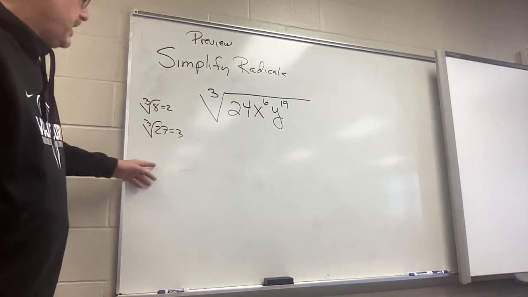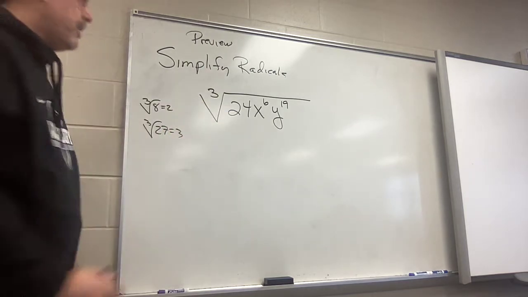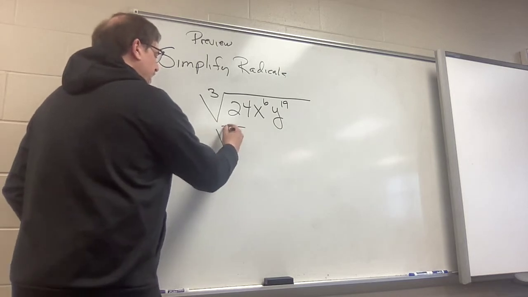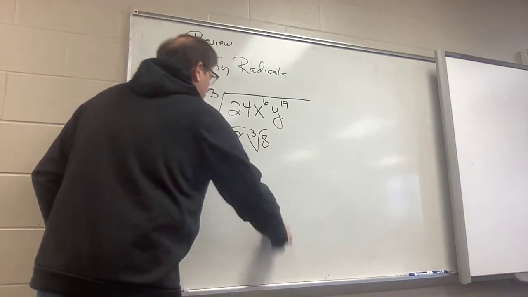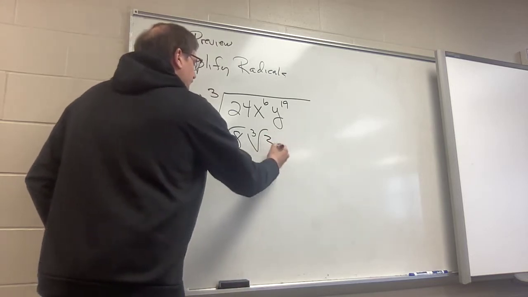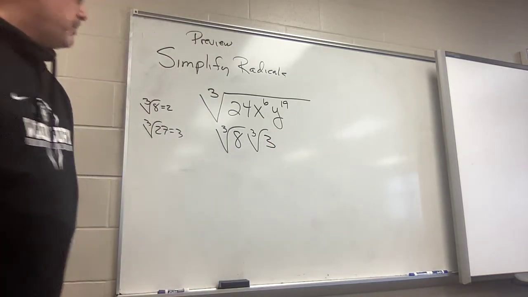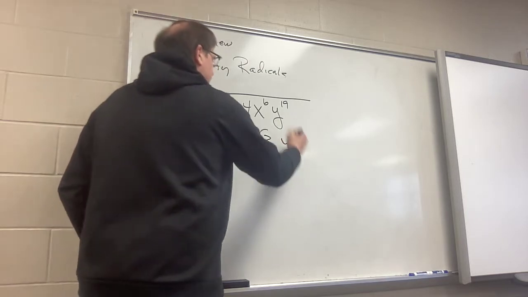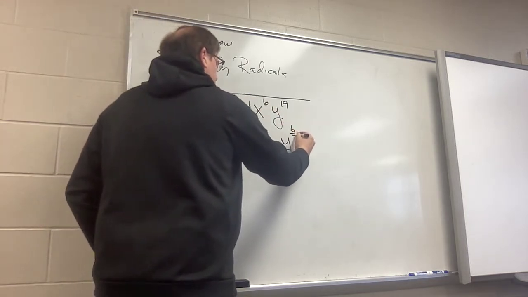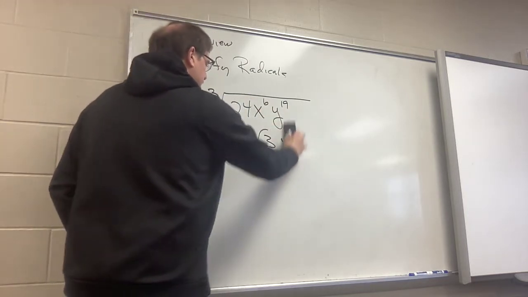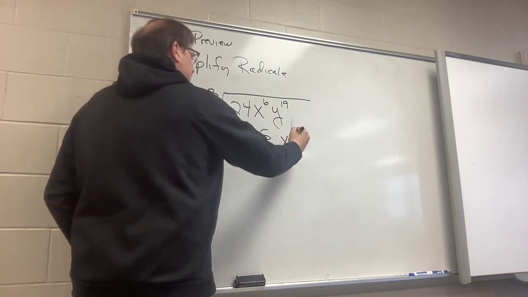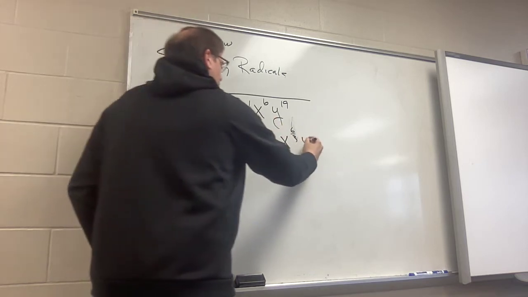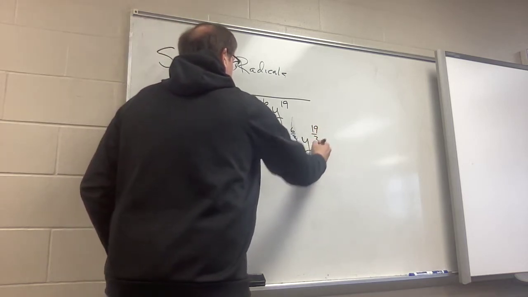I look and see, 8 goes into 24. First one, everyone keeps their hat on: 8 times 3. And then with the variables, go to the fraction method. Write this as x to the 6 over 3, y to the 19 over 3.